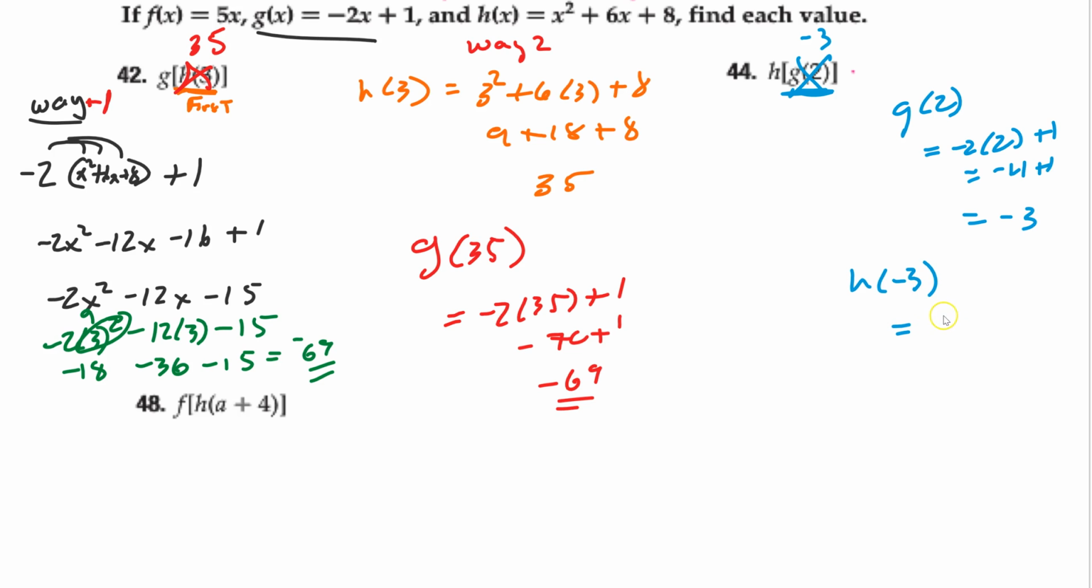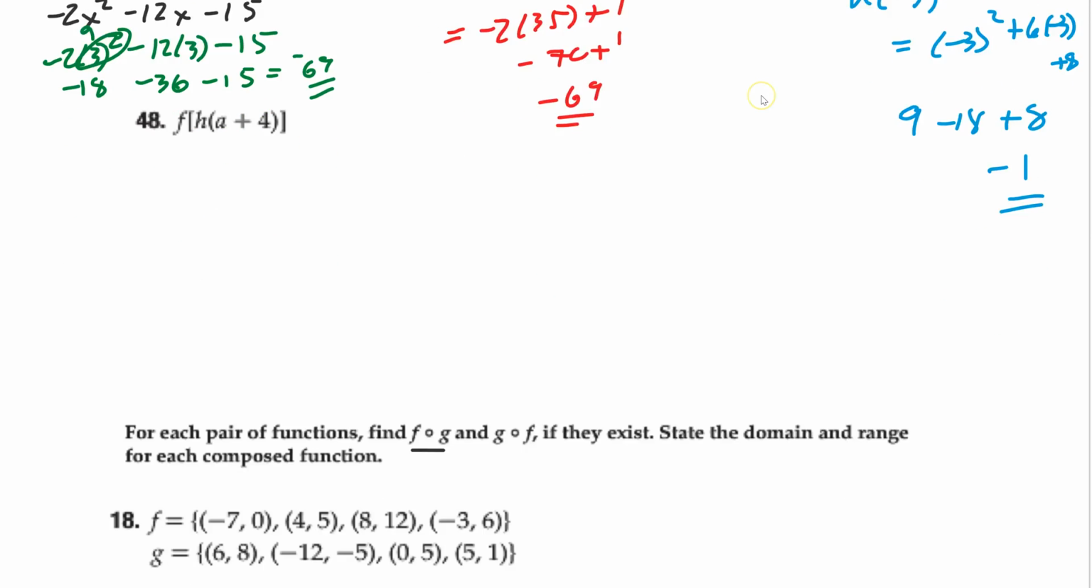Plug it in. Negative 3 squared plus 6 times negative 3 plus 8. So 9 minus 18 plus 8, negative 10, negative 1. So that's how we do composition functions with numbers. You can either simplify without the number, pretend the number's not there, and then plug in your number, or work your way inside out. So let's move on.